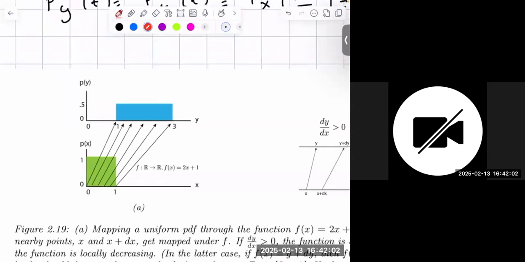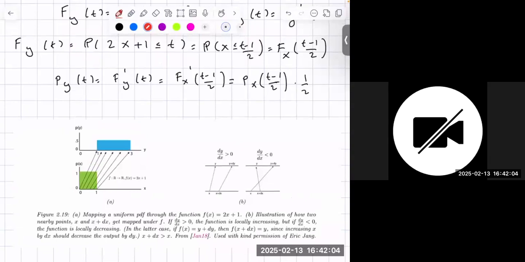All right, and what else? There is some more illustration about this 1 over 2. Y was given by 2x plus 1. If you take the derivative of x with respect to y, you will get 1/2. You can think about it that way too if you like. Okay, very good. Any comments about this?